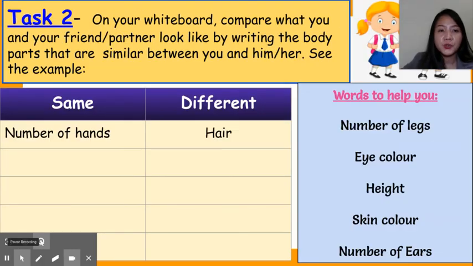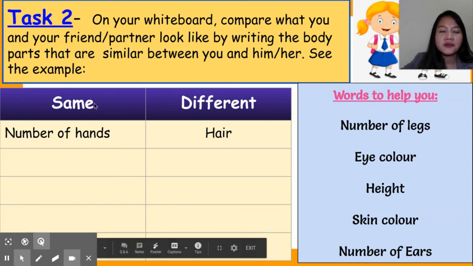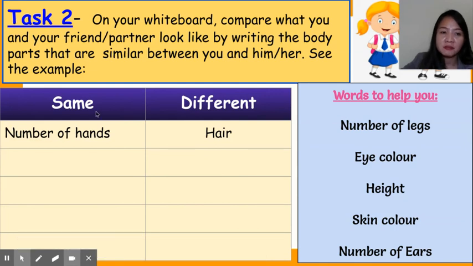For task 2 on your whiteboard, compare what you and your friend or partner look like by writing the body parts that are similar between you and him or her. See, for example, in the first column, you will have to write the parts that you both have in common. Example, number of hands. Both of you have 2 hands.